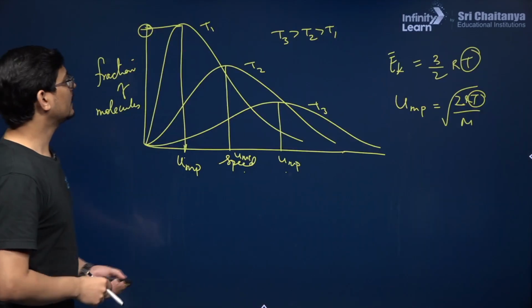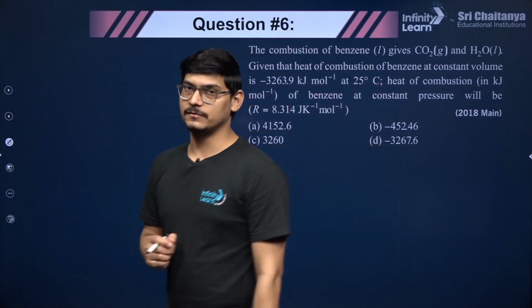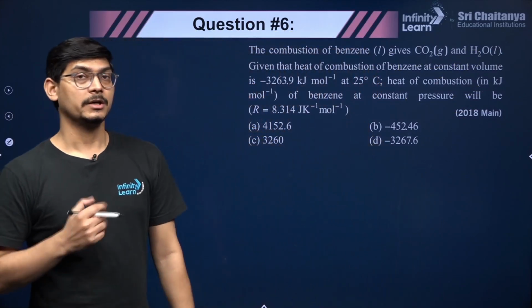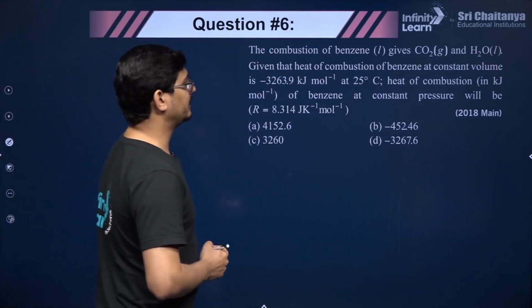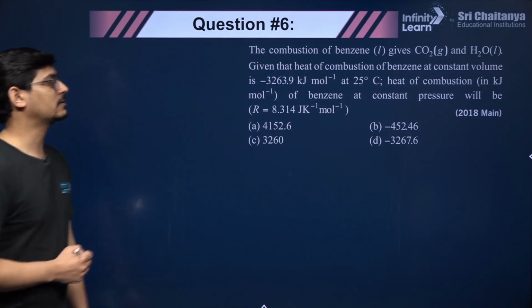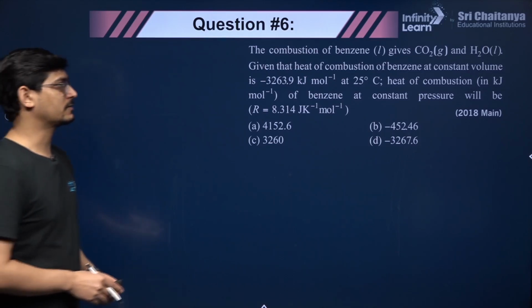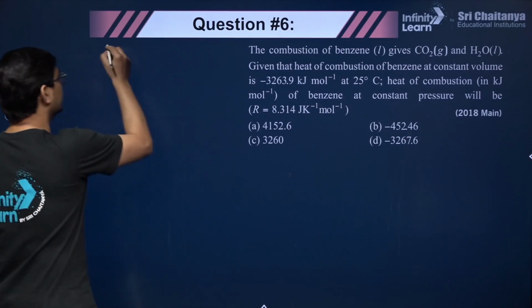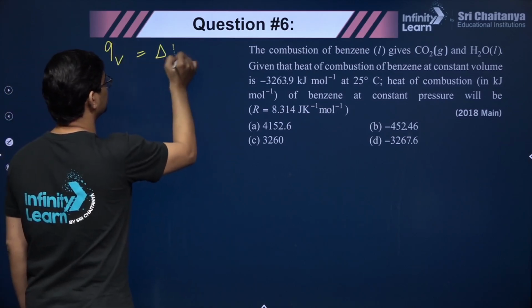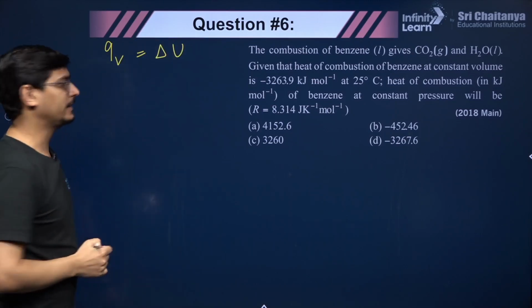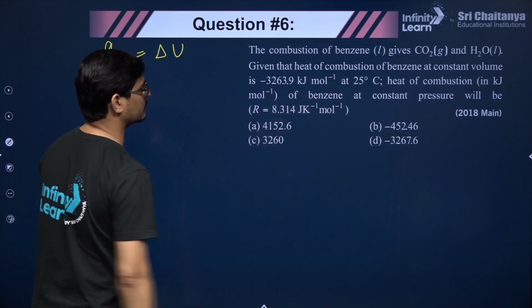Okay, then moving to this question. This question is based on one of the most commonly used expressions in thermodynamics. The combustion of benzene liquid gives carbon dioxide and water, given that the heat of combustion at constant volume. So do you guys remember that heat at constant volume is nothing but change in internal energy, right? QV is change in internal energy, and heat of combustion at constant pressure.